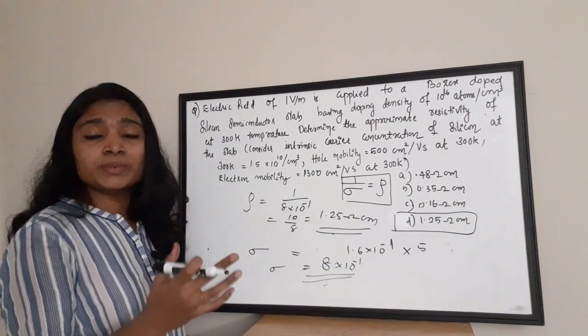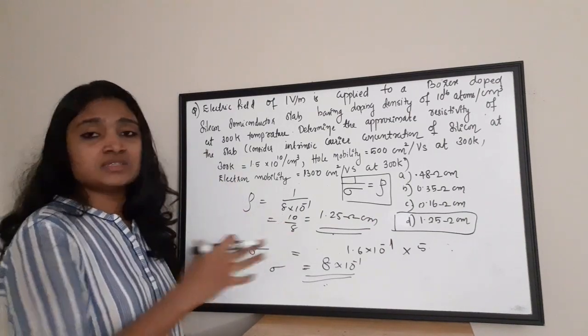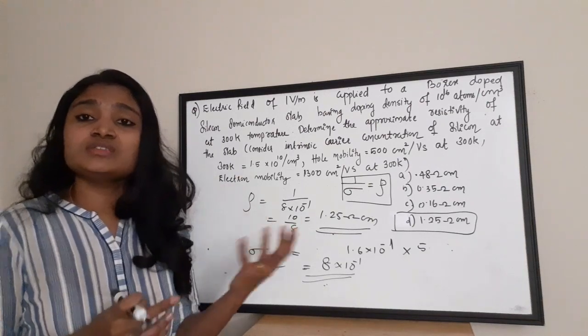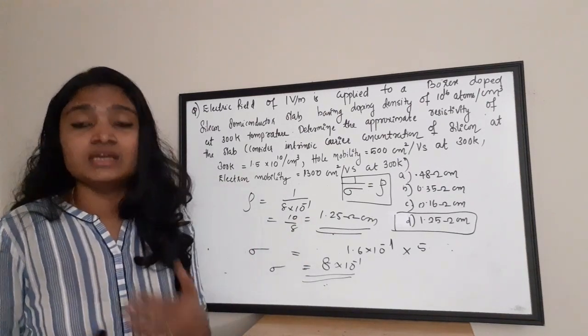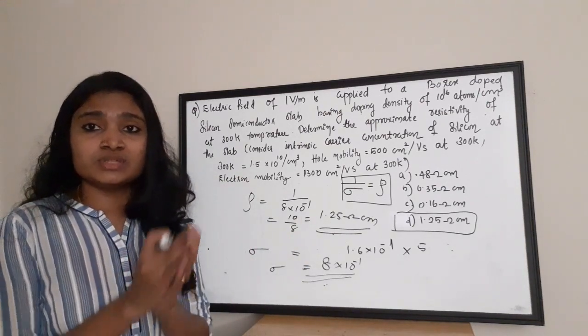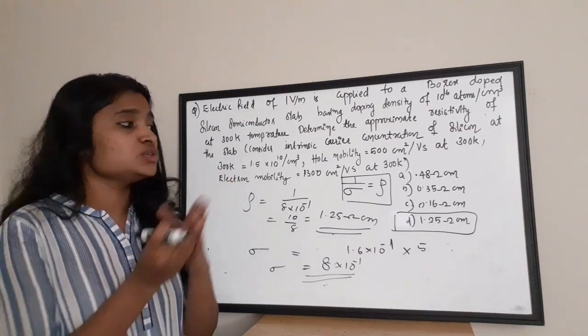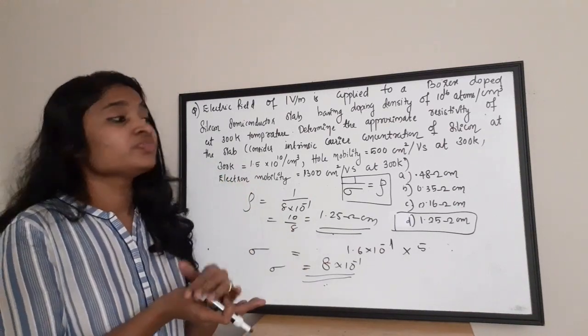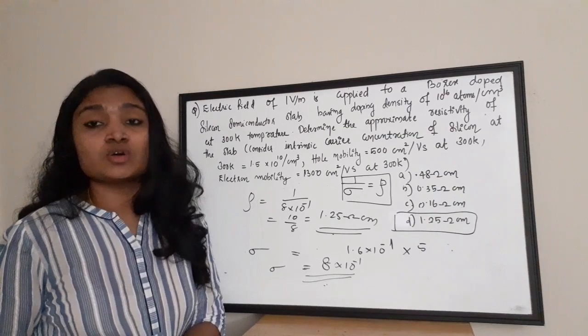Okay, so I hope you understood how we have done this question. That is, we first found the value of our conductivity, then we took the reciprocal of conductivity to get the resistivity value. And the correct answer for this question is option D.